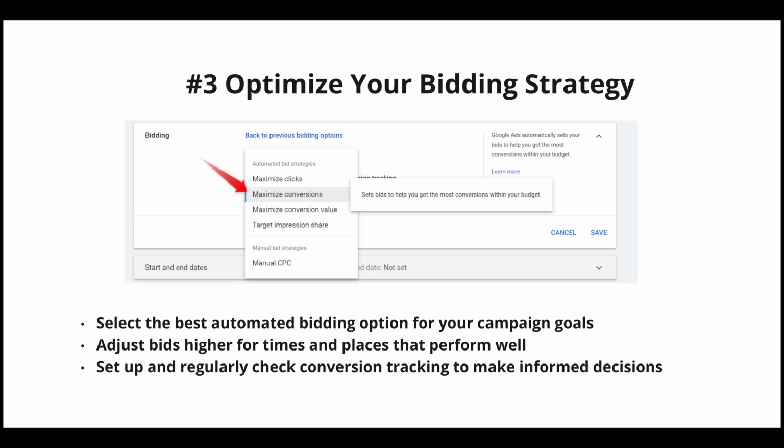And let's say, for example, you have mobile devices that are performing well. So you want to ensure that you're increasing the bid amount for your mobile devices, for example, if they're performing well. And then you want to ensure that you set up and regularly check your conversion tracking to make informed decisions. You don't want to be that guy who's running Google Ads without conversion tracking. You're literally wasting money. So ensure that your conversion tracking is completely set up correctly, and you'll be golden.